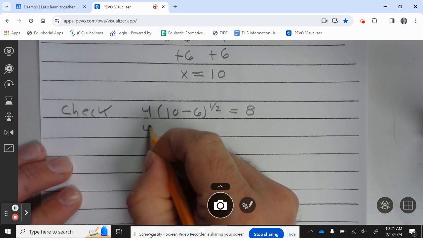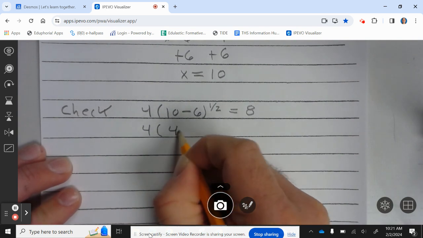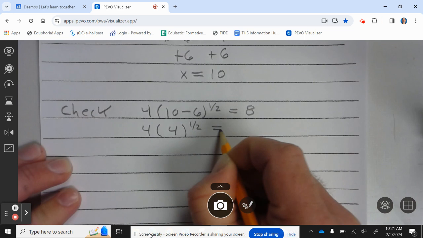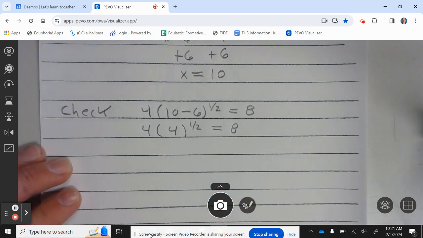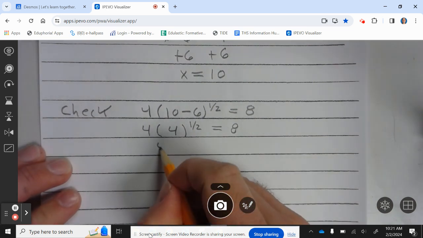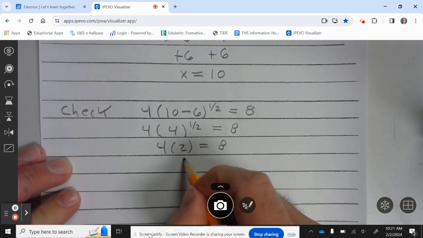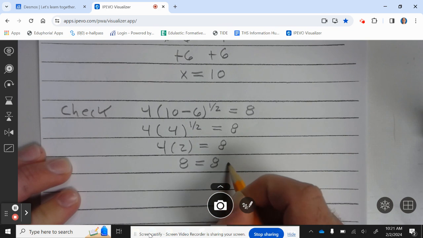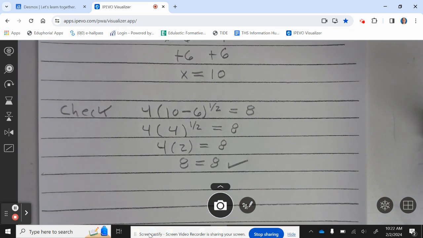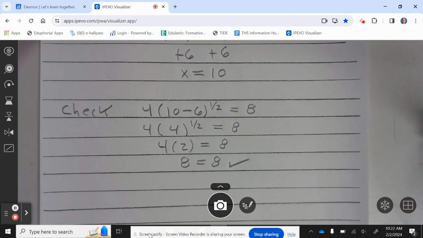Okay, so then that's 4 times 10 minus 6 is 4 to the 1/2 power equals 8. 4 to the 1/2 power is 2, so that's 4 times 2 equals 8. 4 times 2 is 8 equals 8. So that checks. So x equals 10 is a valid solution. All right, let's take a look at the next problem.